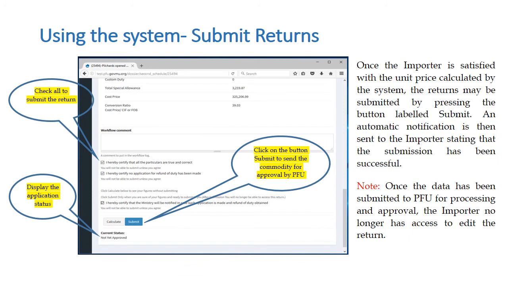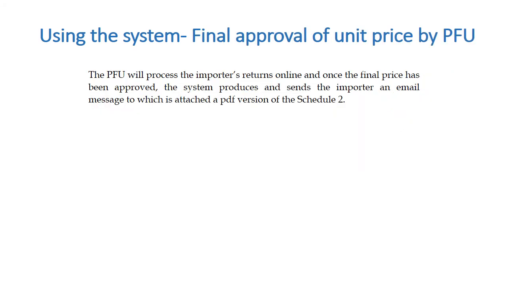Submit returns. Once the importer is satisfied with the unit price calculated by the system, the returns may be submitted by pressing the button labeled Submit. An automatic notification is then sent to the importer stating that the submission has been successful. Note: once the data has been submitted to PFU for processing and approval, the importer no longer has access to edit the return.